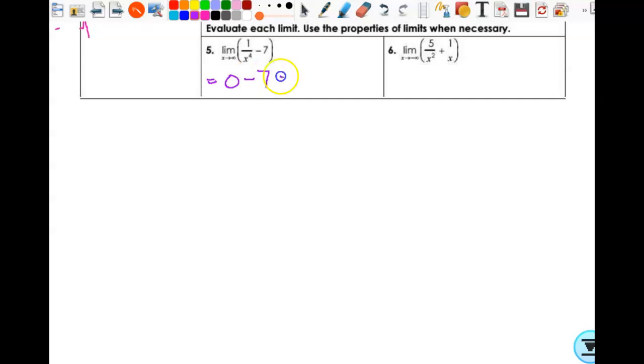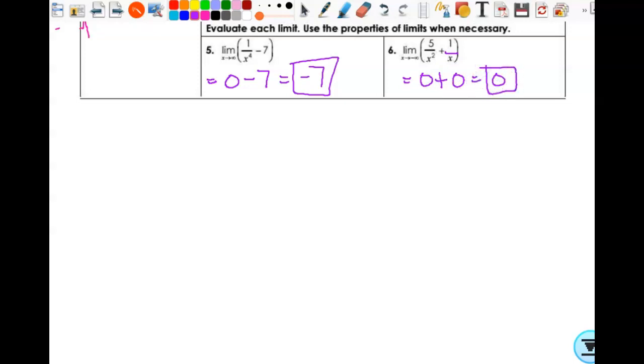So my answer here is -7. Okay. We good with that? Okay. Then the limit as x approaches -infinity of 5 over x squared is what? 0. And then 1 over x is what? 0. So my answer is 0.